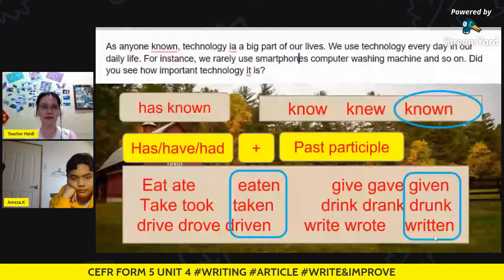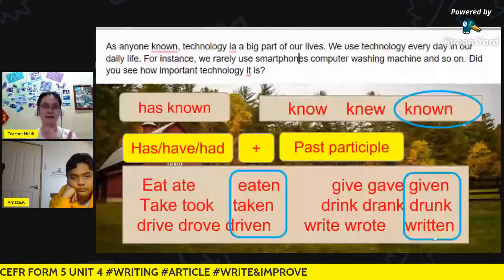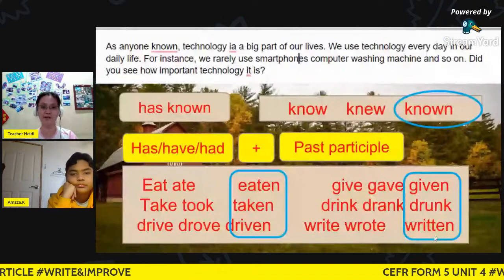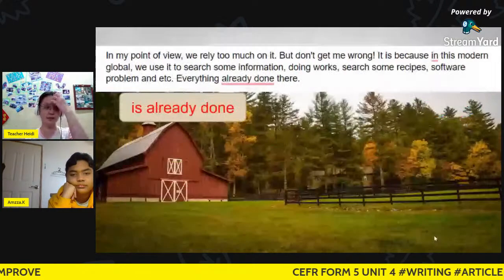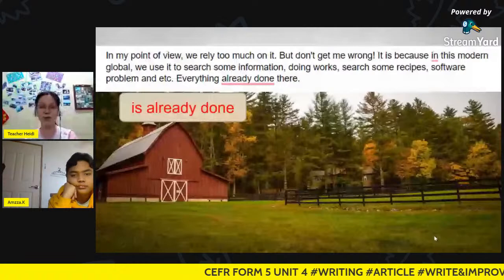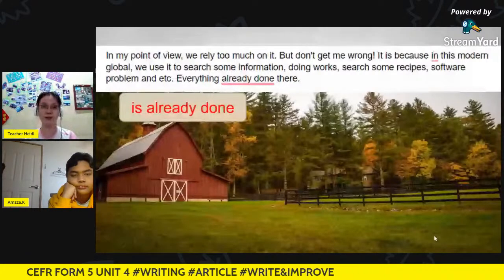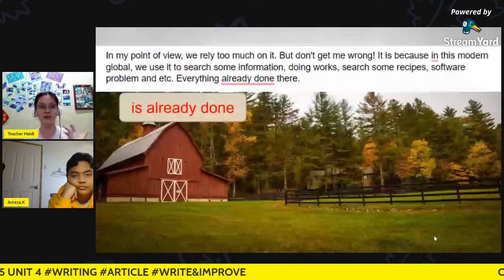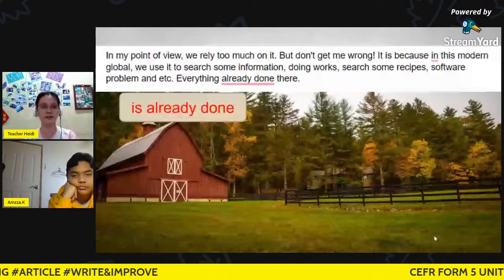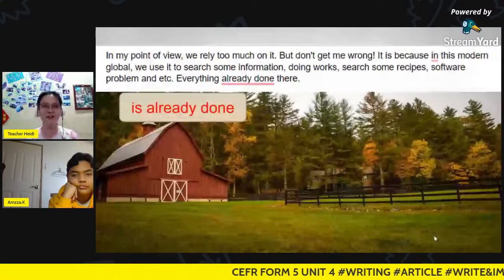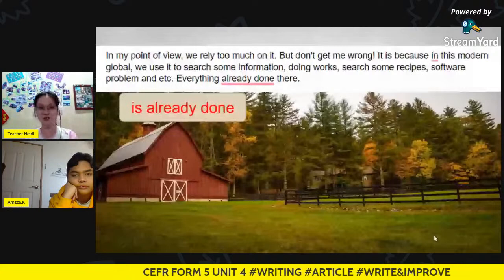Okay, then the next one. I just highlight what is important. Okay, then this one: everything already done there. So you see, in my point of view, he's giving a point of view. We rely too much on it. Okay, this is the second paragraph. So straight away, this student, this candidate, if you want to refer to yourself as candidate or student, already mentioned we rely too much on it.